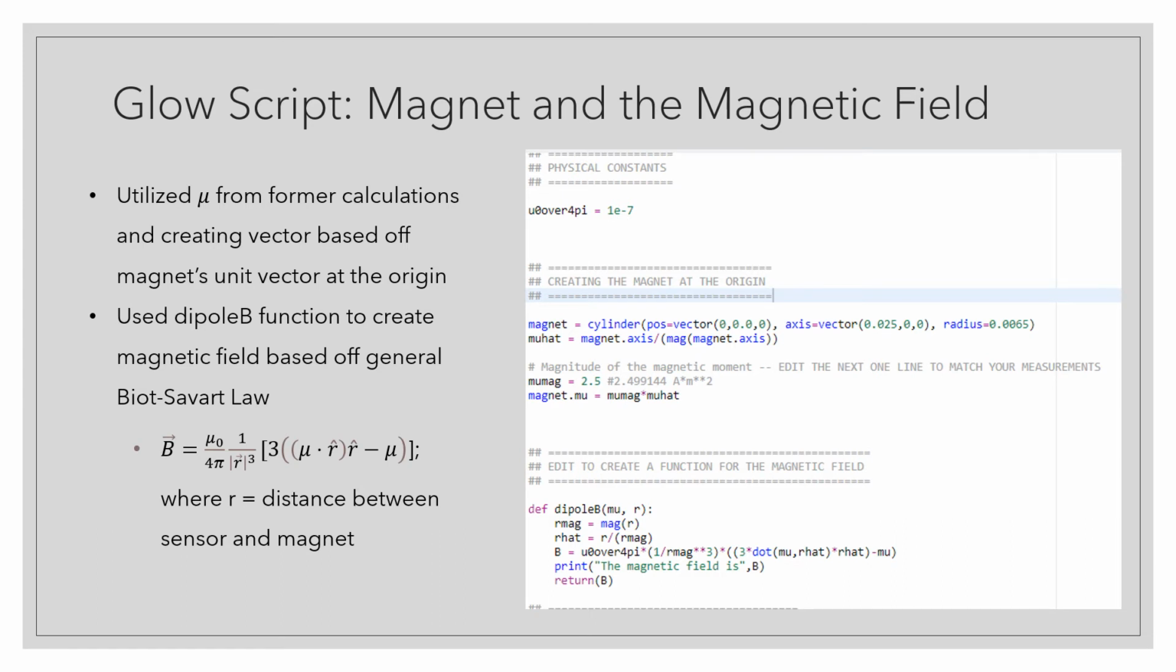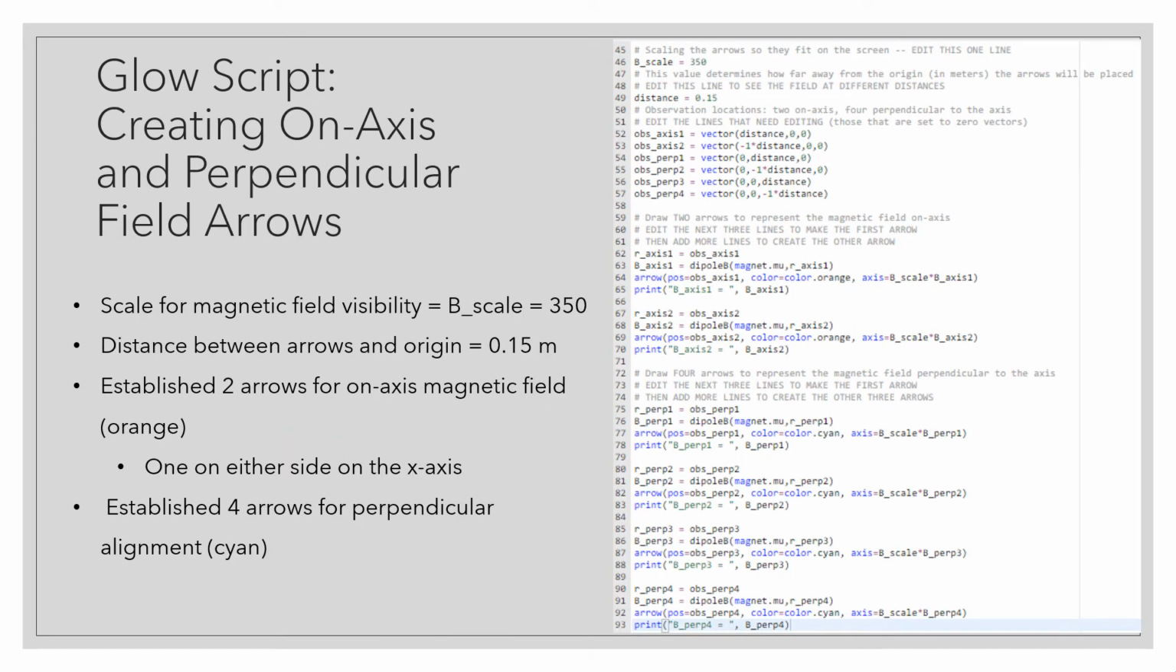The general Biot-Savart law was used in the dipole B function, which allowed for a magnetic field to be calculated for each arrow in the field if used. When creating arrows, a scale of 350 was used for visibility and was applied to every arrow in our code. The distance between the arrows and the origin ended up being 0.15 meters, also based on visibility limits in our code. The first 2 arrows in orange were created to represent the on-axis magnetic fields, and the next 4 cyan represent the perpendicular alignment of the field for the bar magnet.